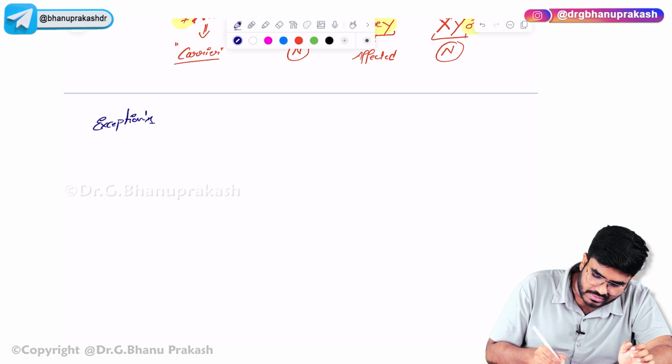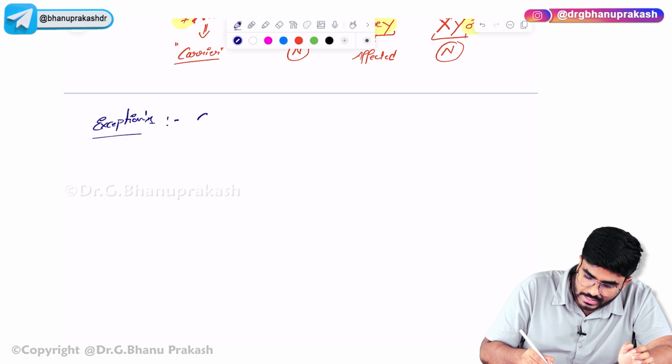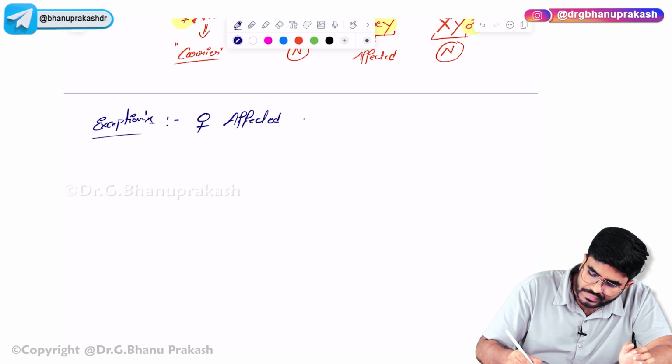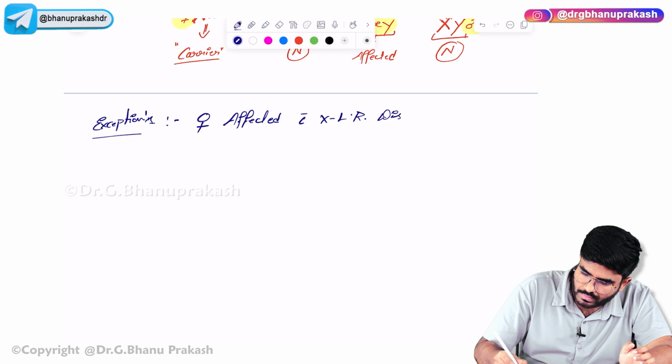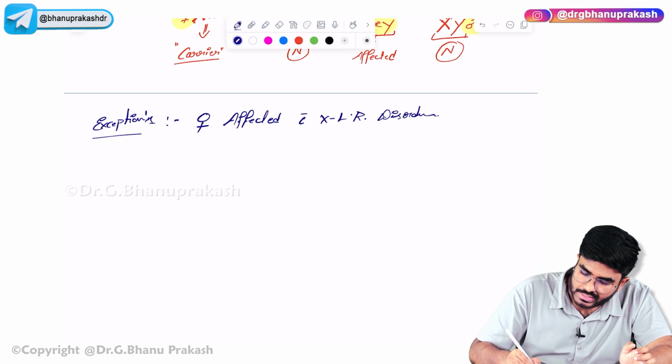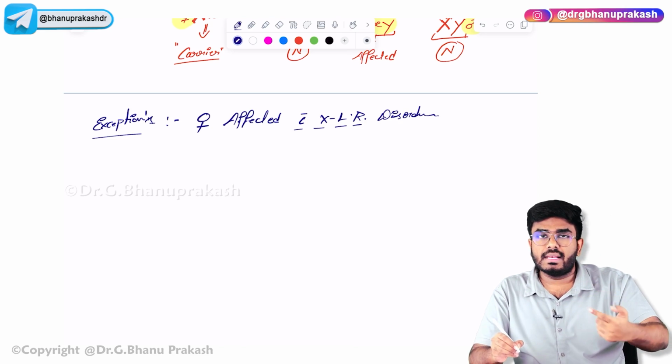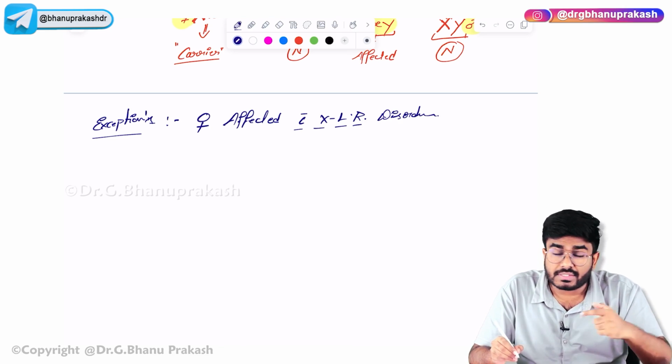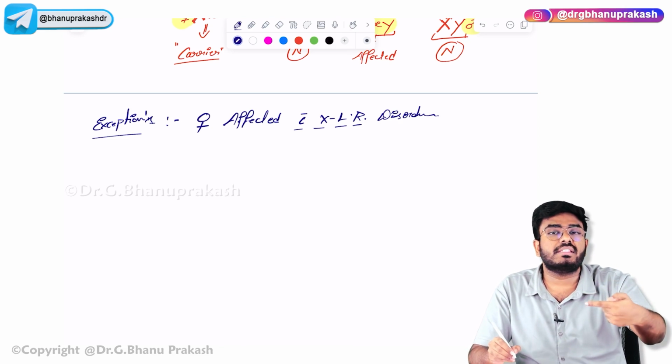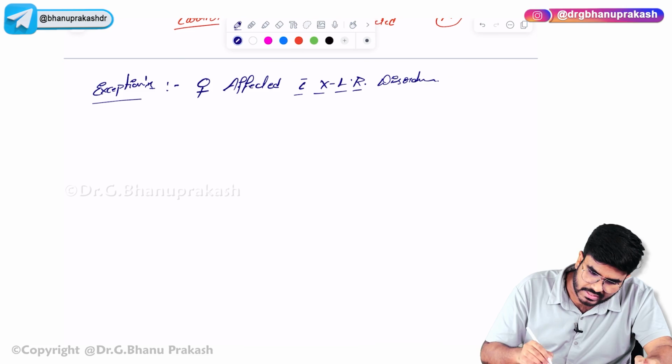Now let's see some exceptions. What are the exception conditions, sir? Which means a female affected with an X-linked recessive disorder. In which conditions will a female get X-linked recessive disorders? See, there are 3 exceptions which I want you to know.